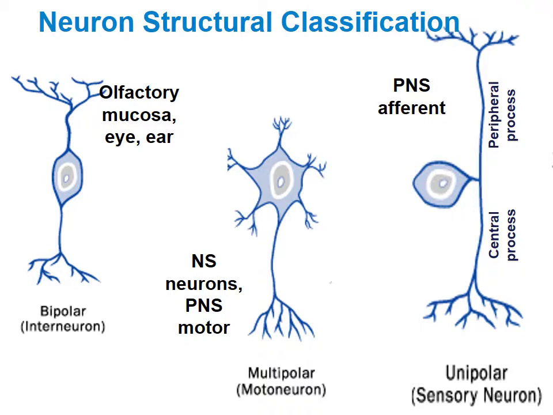Unipolar neurons have only 1 extension off the soma. Sensory neurons fall in this category. These do not have an obvious axon versus dendrite. With unipolar neurons, we therefore use the terms peripheral process and central process for that functional axon. The peripheral process is part of the PNS, while the central process will connect to the CNS.